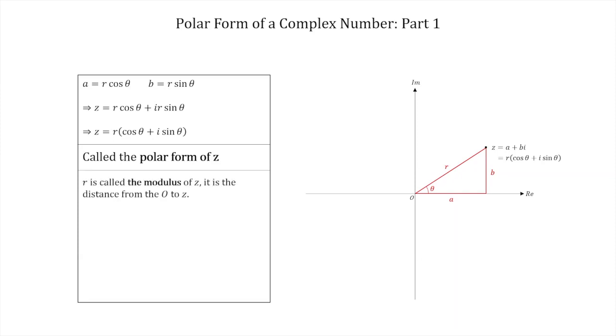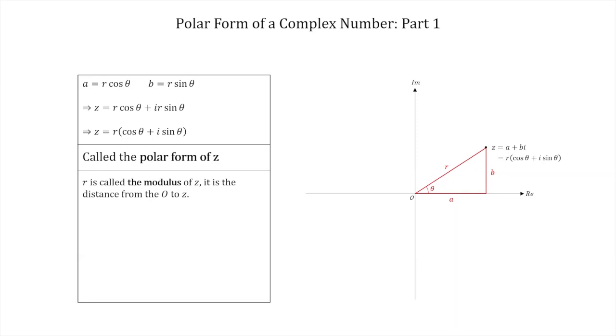So let's just make some observations about these things r and theta. So r is called the modulus of z. So whenever someone talks about the modulus of z, that's what they mean. They mean r, and it is the distance from the origin to z. So we can see that on the diagram. Doesn't matter where z is, the distance from origin to z, so the length of this line I've got on the diagram, the hypotenuse of the triangle, that's r.